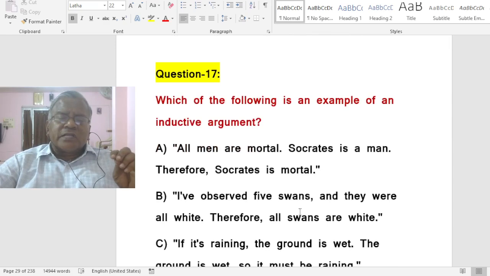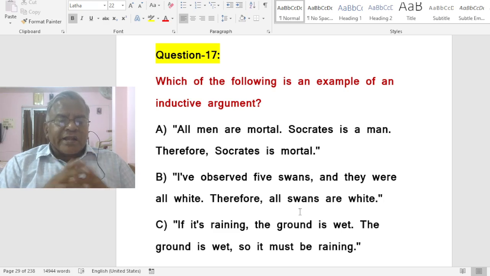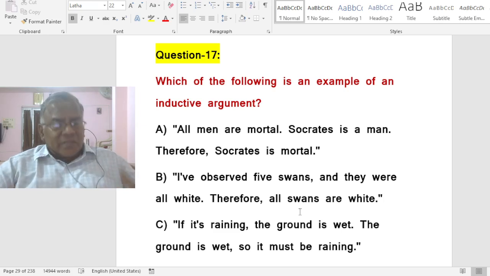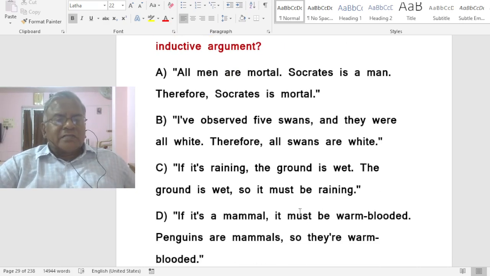Which of the following is an example of an inductive argument? All men are mortal, Socrates is a man, therefore Socrates is mortal. So, is this an inductive argument? No, it is actually a deductive argument, we have seen that. The second one: I have observed 5 swans and they were all white, therefore all swans are white. Right? This is exactly an inductive argument. You observed 5 swans, they were all white, so all the swans should be white.